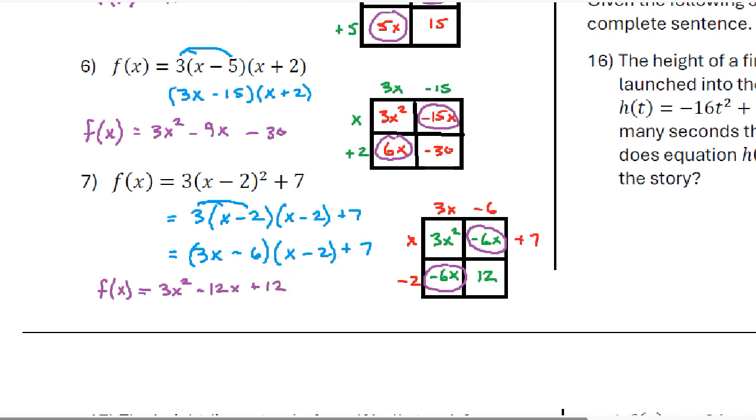And then I'll put this in blue so you see it. You still have the plus 7 you're dealing with at the end. So let's write our final equation now. I'll put this in orange. We've got f of x equals 3x squared minus 12x. And 12 plus 7 is 19. So we're going to add 19. So there is our final standard form, converting vertex form to standard form.